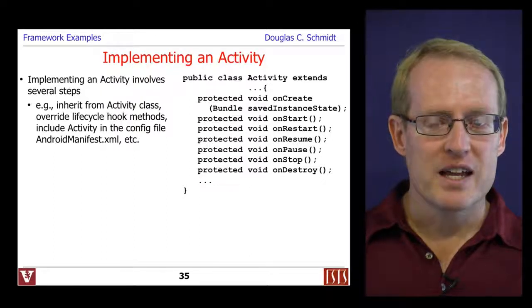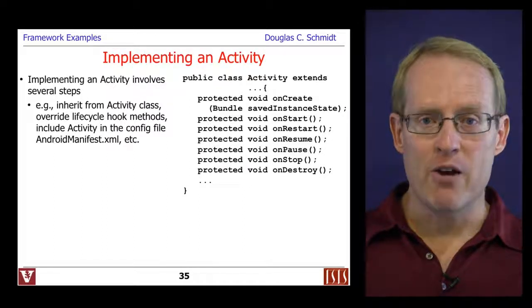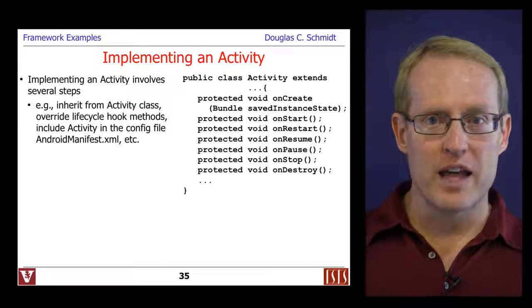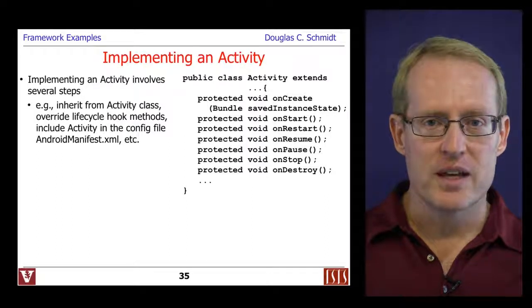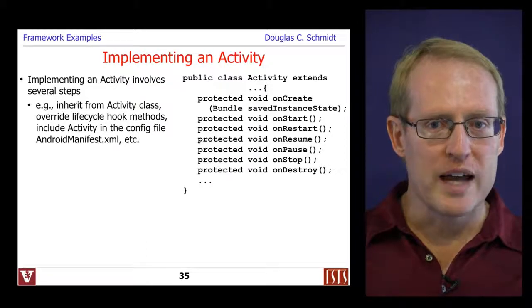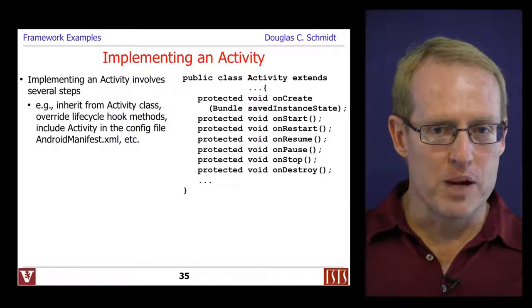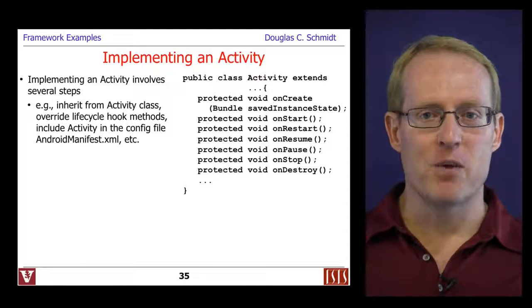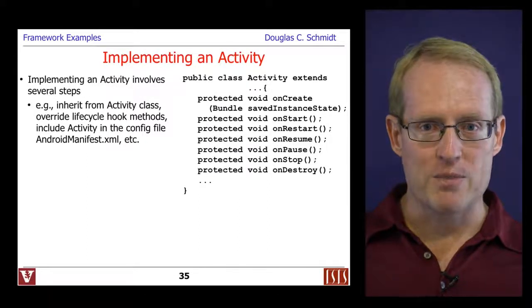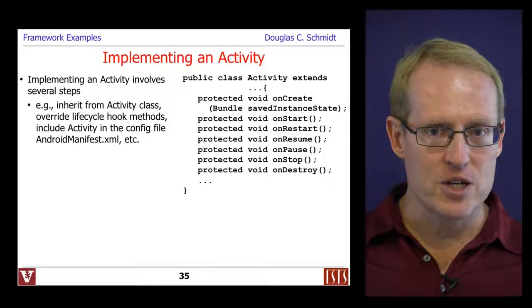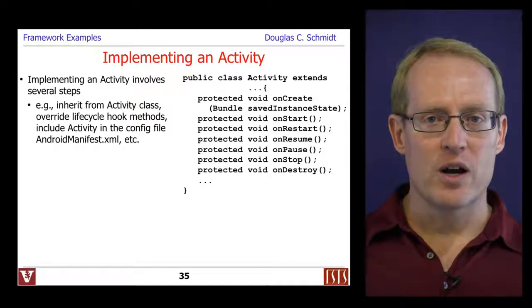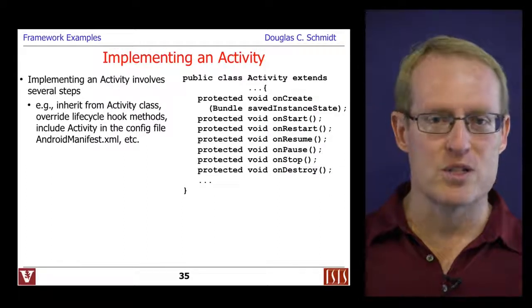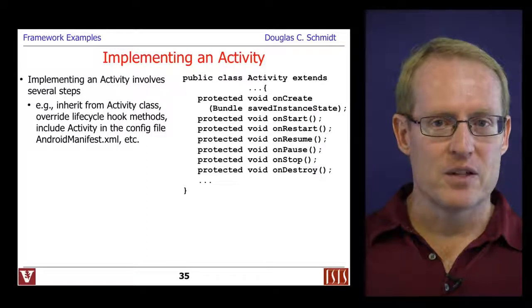Implementing an activity is fairly straightforward. You inherit from the activity class, and you override a number of so-called lifecycle hook methods. And then we are going to include that activity with the appropriate metadata in something called the Android manifest.xml file, which is basically a file that describes properties and metadata and information, resources about how your activity and other activities and other parts of Android, like services and so on, get packaged together and downloaded.